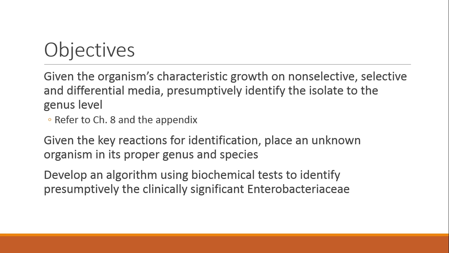Give the organism's characteristic growth on non-selective agar, selective and differential media, and then presumptively identify the isolate to the genus level. So based on how they appear on sheep blood agar and MacConkey agar, or HE agar, XLD agar, based on their color and their appearance on those types of agars, we can at least get to a genus level to identify it. And then, given the key reactions for identification, be able to identify your organism to the species level. And then finally, develop an algorithm using biochemical tests to identify the clinically significant Enterobacteriaceae. So we'll learn a couple tricks of the trade to how to easily identify gram-negative bacilli in this family.